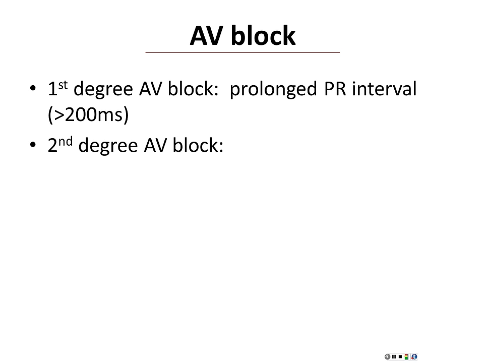What's Mobitz 2? It's just the opposite of what we just said. It's a drop beat. Good, no warning. So you don't progressively prolong the PR. You just have a constant PR. Now, usually it's prolonged. So you usually have first-degree AV block with Mobitz 2, usually. So it just stays constant, and then all of a sudden you have a P wave without a QRS. So that's Mobitz 2. That is a little bit more concerning because it has the potential to deteriorate into worse AV block. So we've kind of gotten further down in the AV node, okay?